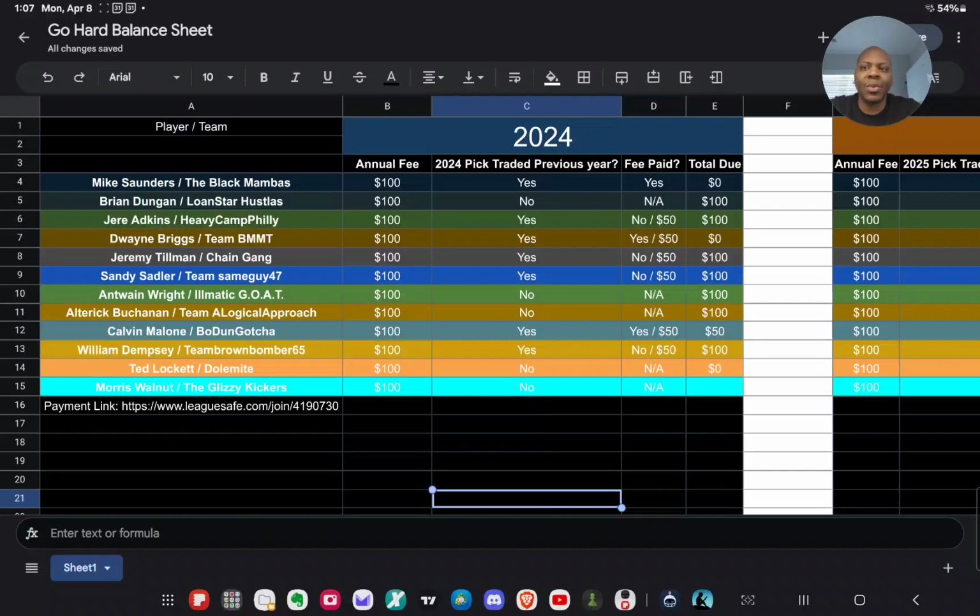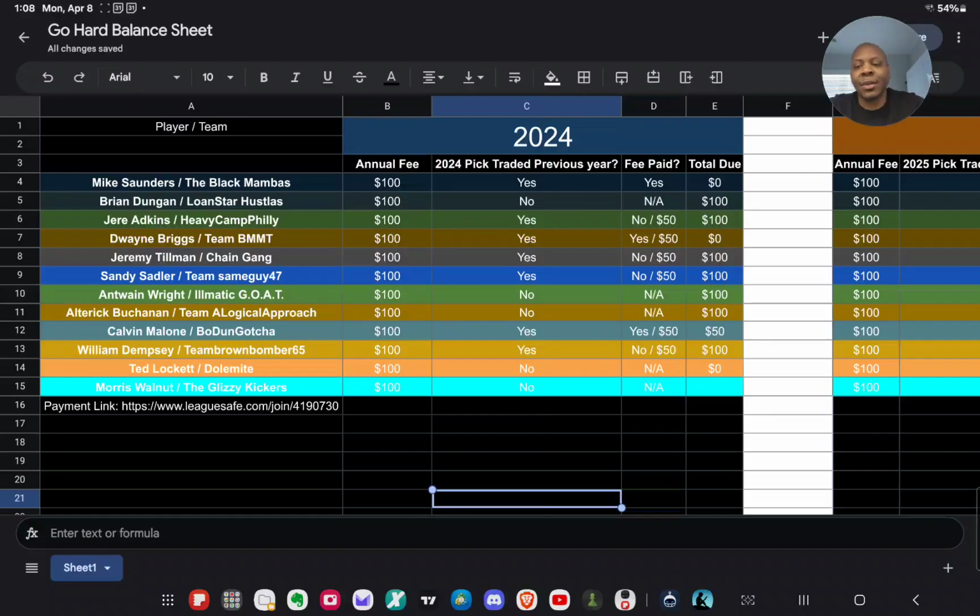For example, in 2023, if you traded any 2024 draft picks, then you would have had to pay half for that year when you traded the pick. If you traded a 2025 draft pick or a 2026 draft pick, then you have to pay half of that year when you traded the pick. So we've been real lax on that, but we need to be a little more disciplined with collecting those fees for that year.